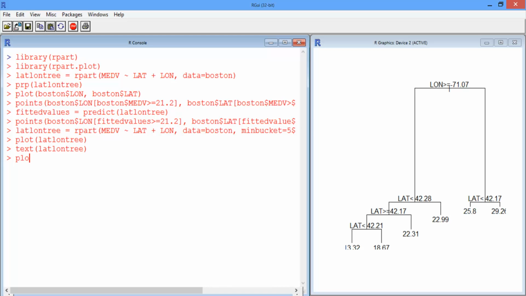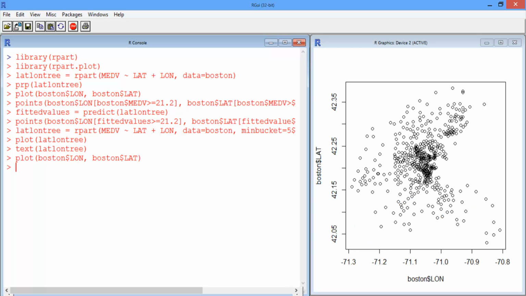We'll remember these values, and we'll plot the longitude and latitude again. So here's our map. Okay, so the first split was on longitude, and it was negative 71.07. So there's a very handy command, abline, which can plot horizontal or vertical lines easily. So we want to plot a vertical line, so v, and we wanted to plot it at negative 71.07. Okay, so that's that first split from the tree. It corresponds to being on either the left or right hand side of this tree.